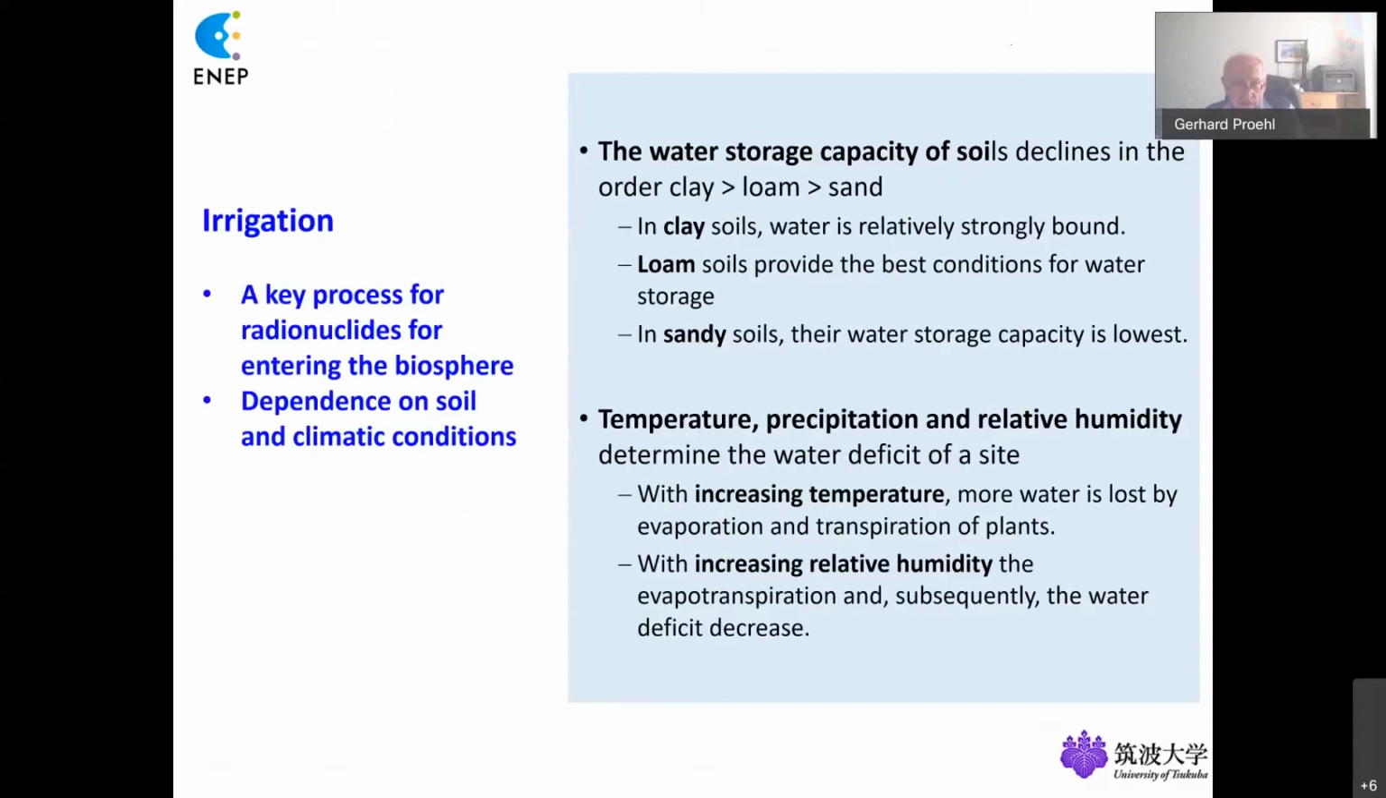So the irrigation, as we said, is a key process for radionuclides entering the biosphere, and it depends on soil and climatic conditions.